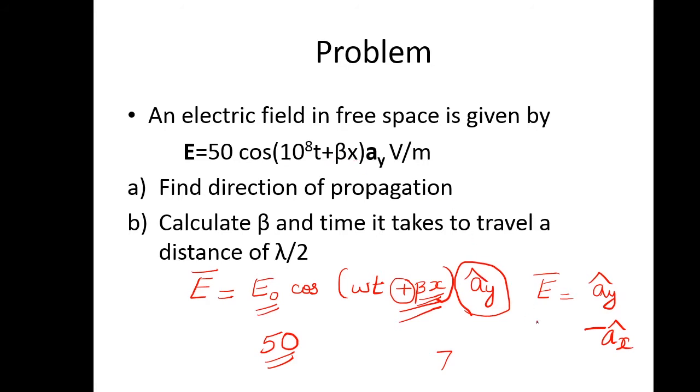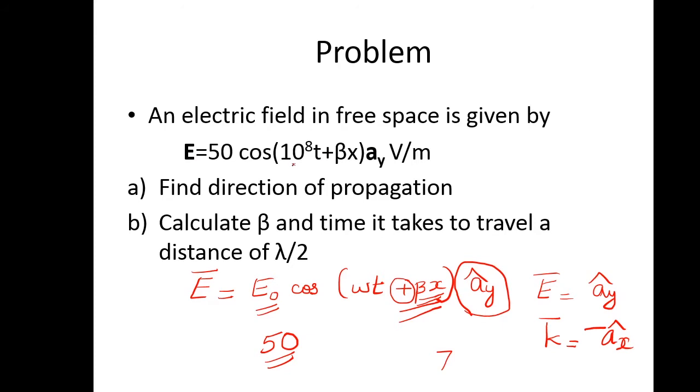Okay, so propagation is normally given by this vector k, the propagation vector. You will learn it later. So propagation is in negative x direction, and electric field is in y direction. How can you calculate this? Electric field E is given as a_y, so the electric field is in y direction.